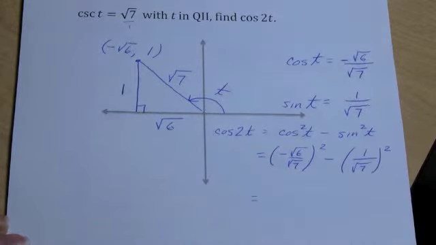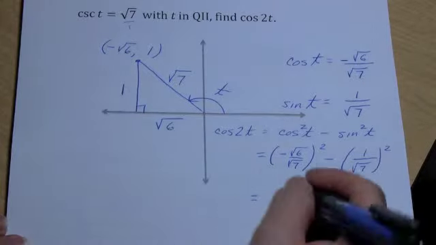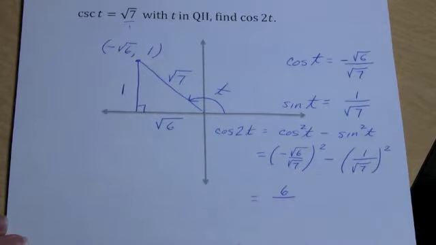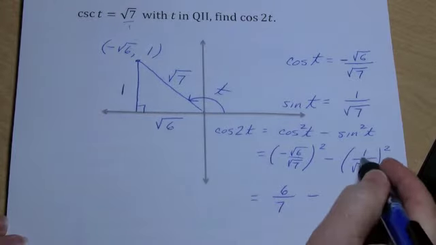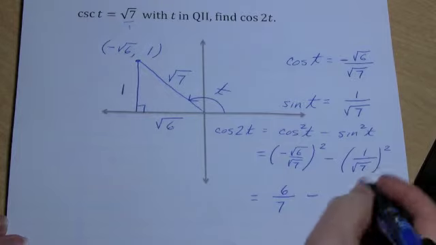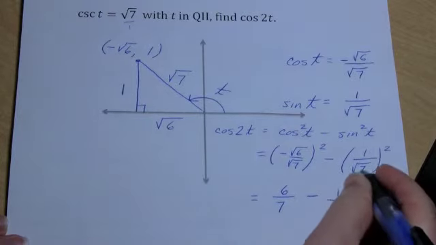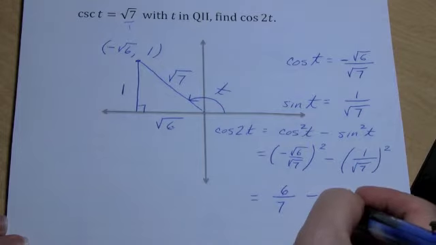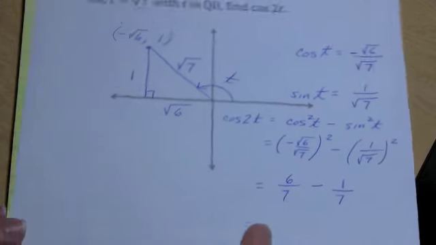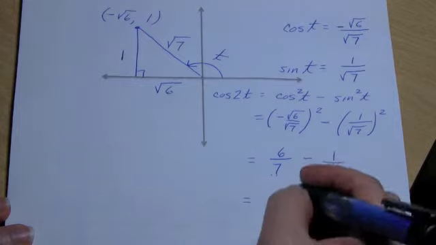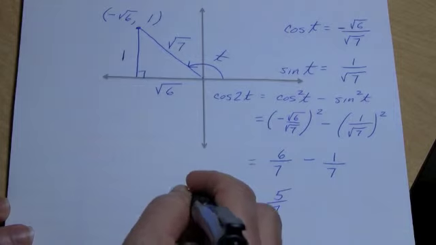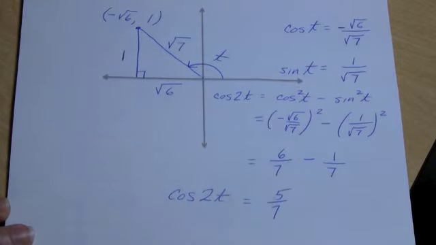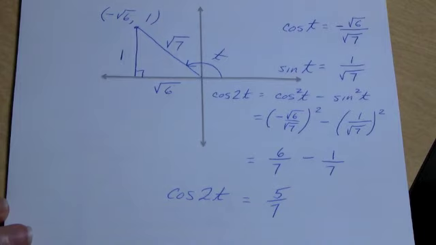So simplifying, when we square a negative square root 6, we get positive 6. When we square root 7 in the denominator, we get 7. Squaring 1 in the numerator of our second fraction here makes 1, and square root 7 in the denominator squared makes 7. So we end up with 6/7 minus 1/7, which is 5/7. So the cosine of 2t in this problem is equal to 5/7.